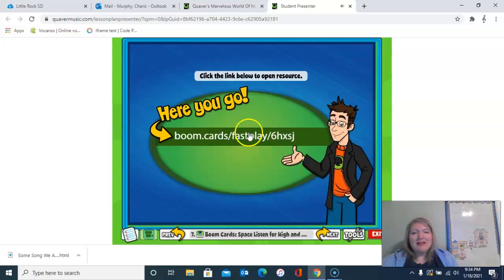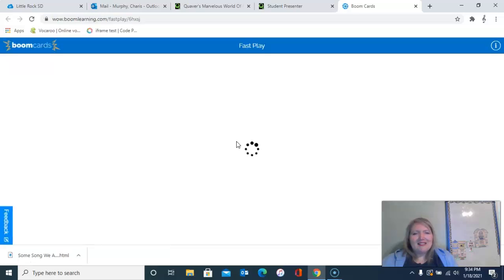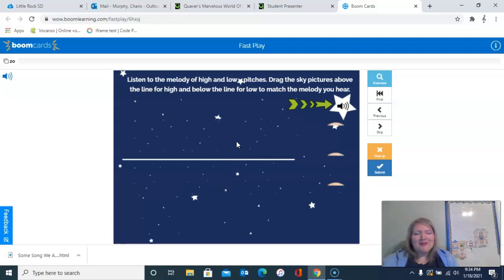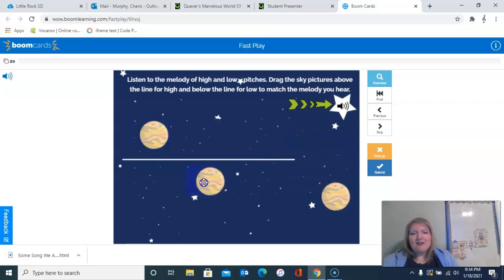If you would like to play Boom Cards, this is a really fun little activity. You're going to listen to this, and they're going to sing. They're actually not using so and mi. They're using so and another pitch, do, which we're going to learn about later, but it's even lower. They're going to tell you if they want you to put the space planet up high or down low.